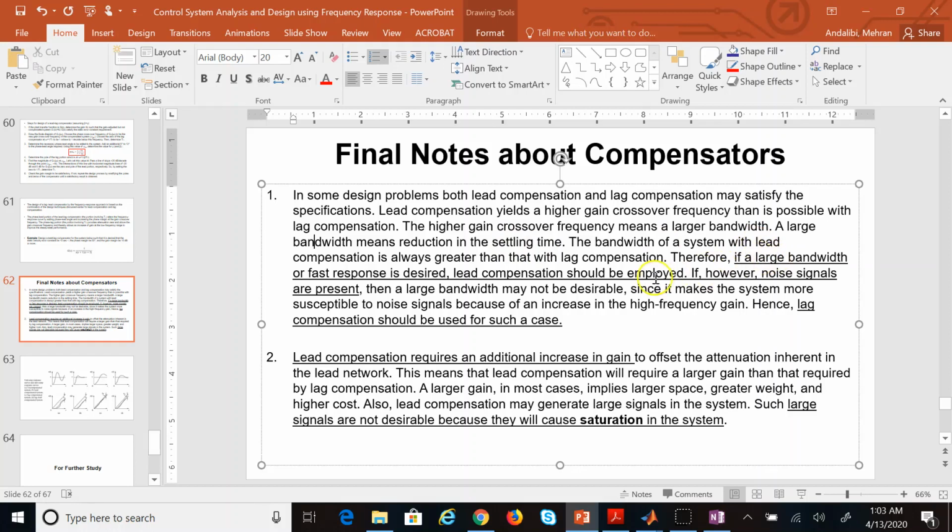So if you really want a system that is fast, you have to go with lead. But you have to make sure that the inputs to the system do not have significant noise. Otherwise, it will magnify them and basically ruin the system's performance. On the other hand, if noise is so dominant that you cannot neglect it, then you want to use a lag compensator. So it depends on the quality of the input and how fast you want the system to be.